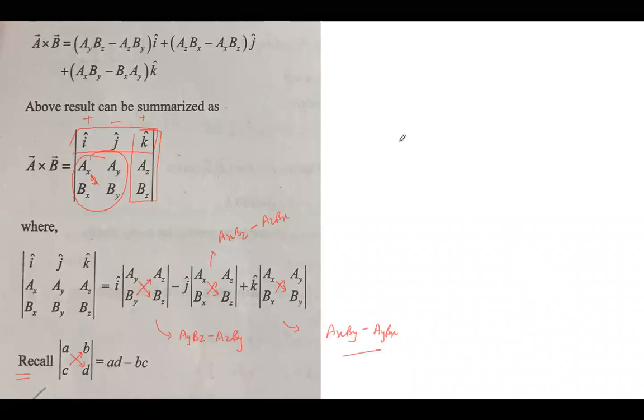Okay, I'll take an example and then you will be able to understand in a better way. So let's say we have these two vectors. Magnetic force on a unit charge moving with velocity v and magnetic field B is given by, we know that force F is equal to QV cross B, right?